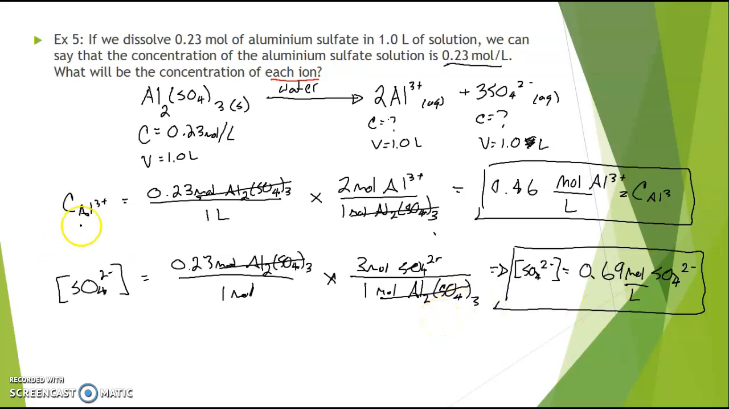Okay. So pretty straightforward when we have something like this, because we just have to use that mole ratio, and we have the unknown, what we're looking for, on the top, and what we have on the bottom. So that allows our moles to cancel each other out.